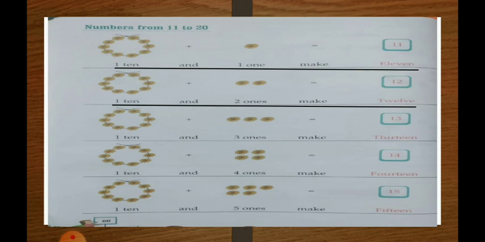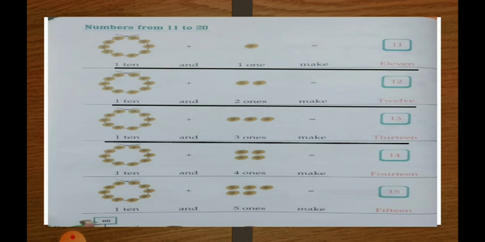Now the next one: a garland of 10 flowers plus 3 separate flowers means 1 ten and 3 ones make 13. Yes, 10 plus 1, 2, 3. After 10, count up to 3: 10, 11, 12 and 13. So the number name for 13 is THIRTEEN, 13.